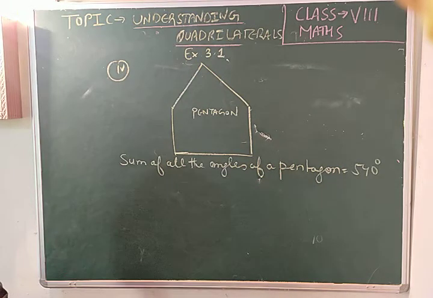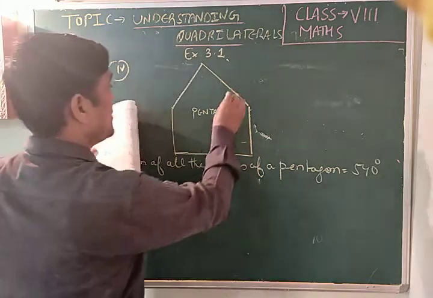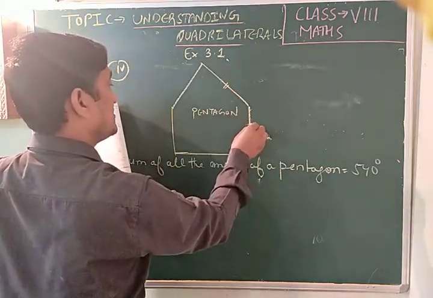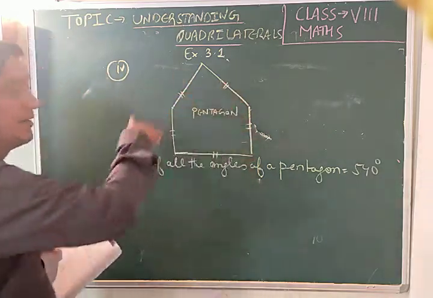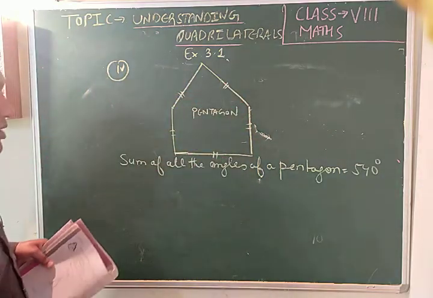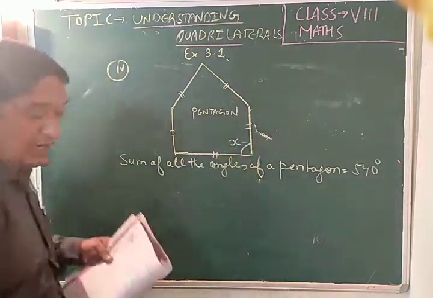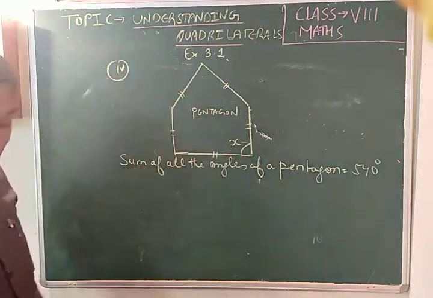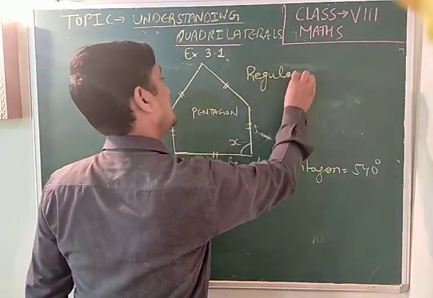Here they have given what? They have written this dash, this dash, this dash, this dash, this dash. It means all sides were equal. All sides were equal and the angle is given what? X. Children, if all the sides were equal, it becomes a regular pentagon.